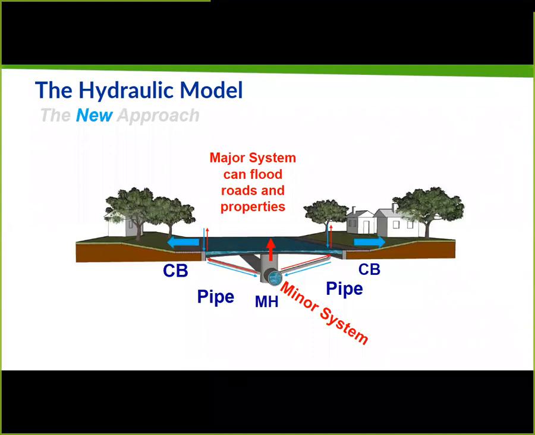So the intent here is to have a tool that will allow us to understand the extensive flooding, where the water goes, and what it's doing. So in order to do that, we took our minor system model and connected that to a very detailed overland flow model that will allow flow to follow topography. It's called a two-dimensional hydraulic model.